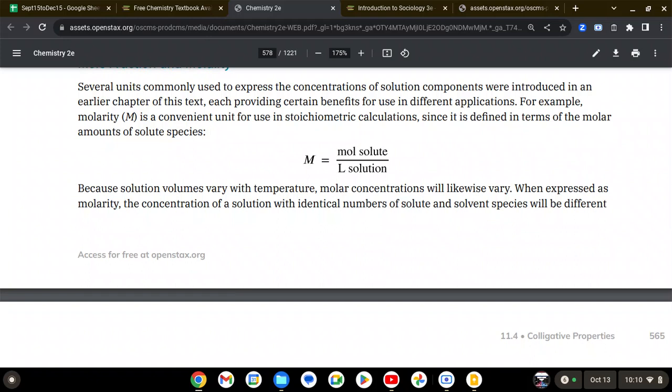Several units, commonly used to express the concentrations of solution components, were introduced in an earlier chapter of this text, each providing certain benefits for use in different applications. For example, molarity is a convenient unit for use in stoichiometric calculations since it is defined in terms of the molar amounts of a solute species.